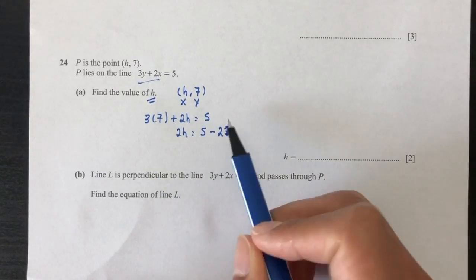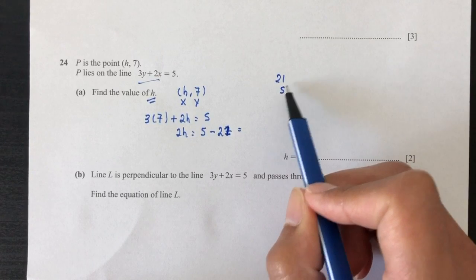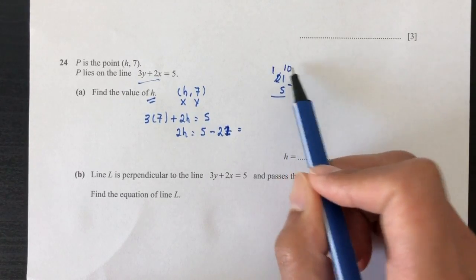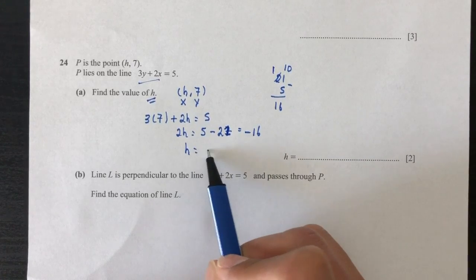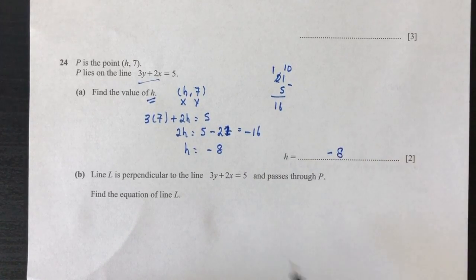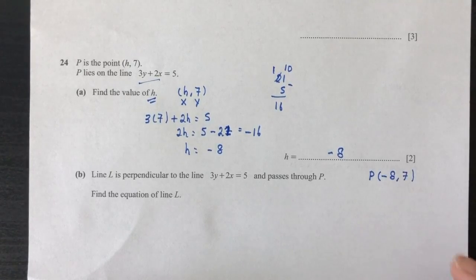So 3 times 7 is 21. So what is 5 minus 21? So you can do 1 minus 5, that will be 16. So minus 16, h will be minus 8. That's the value of h. So the point P is given by minus 8, 7.